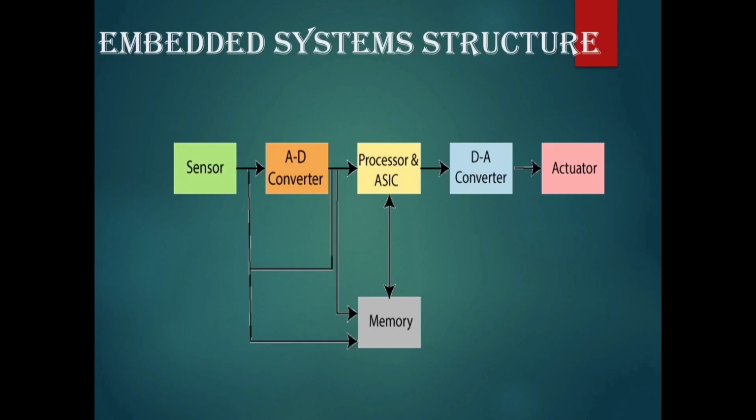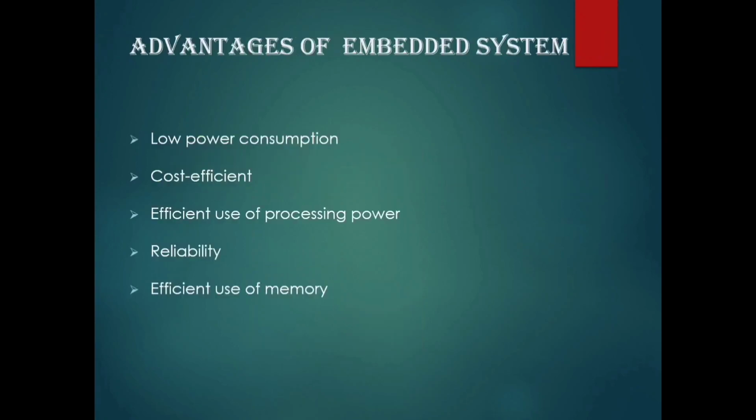Embedded system structure: sensor, analog to digital converter, processor, digital to analog converter, actuator, and memory. In memory, we have RAM and ROM. So the advantages of embedded systems: first is low power consumption, cost efficiency, efficient use of processing power, reliability, and efficient use of memory.